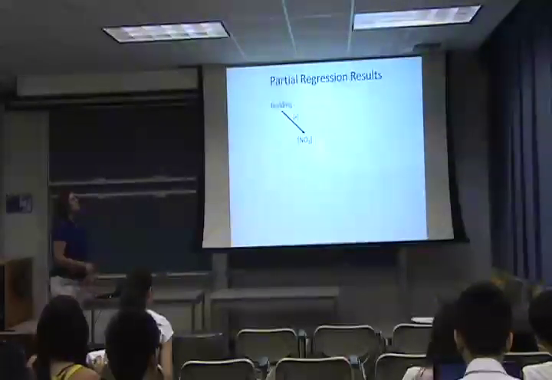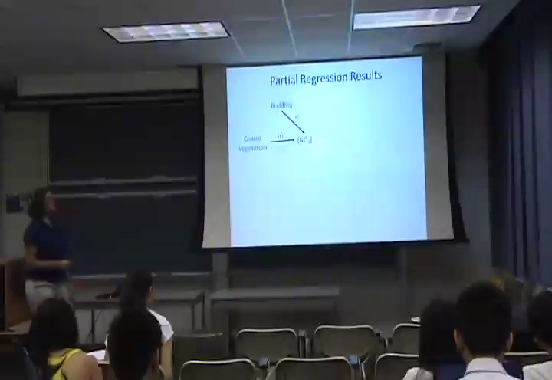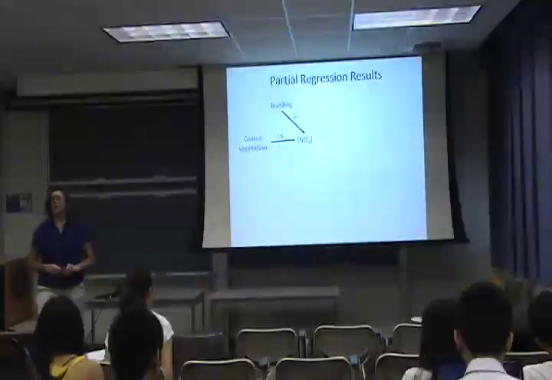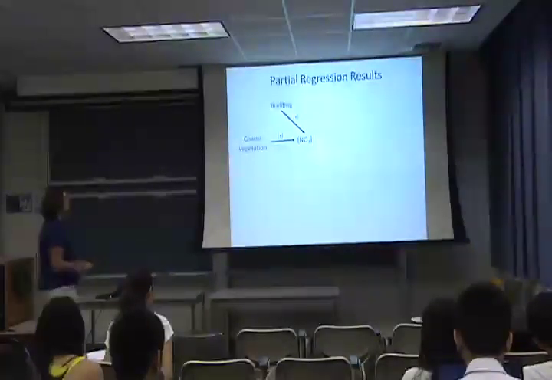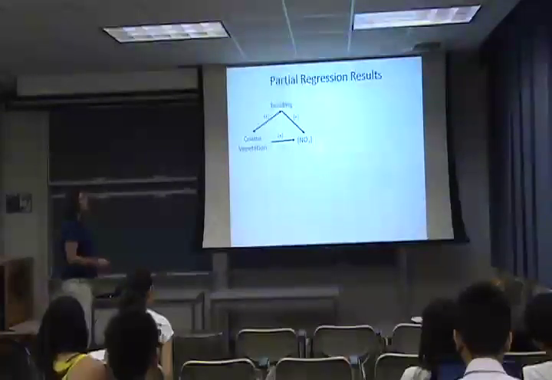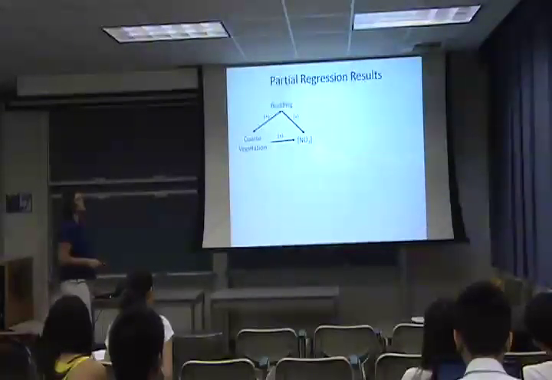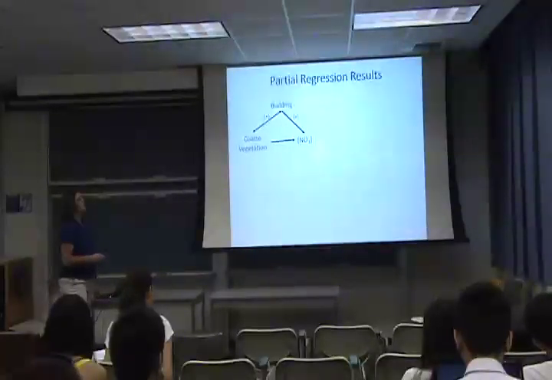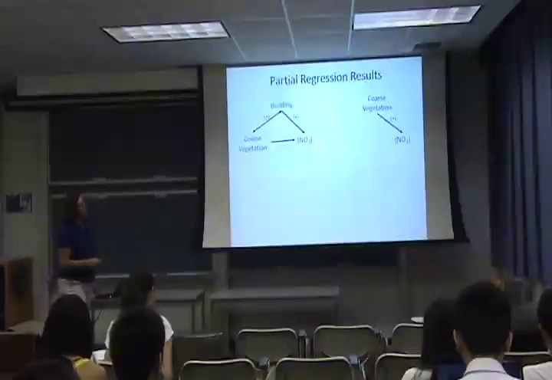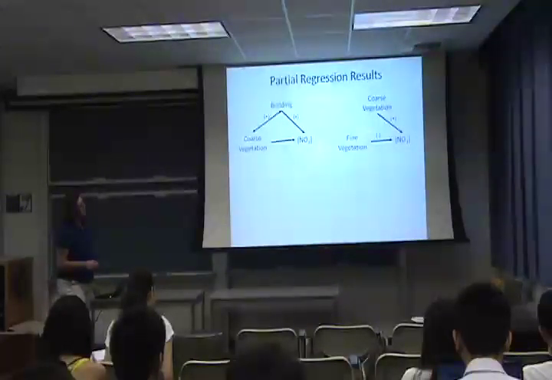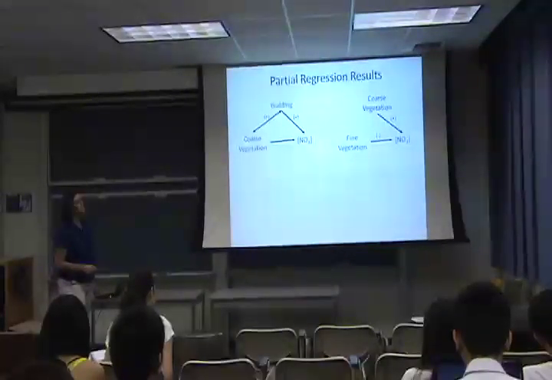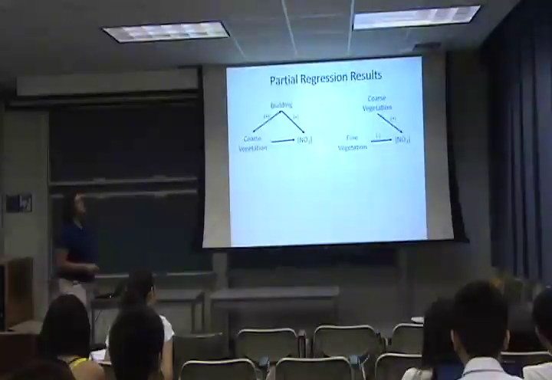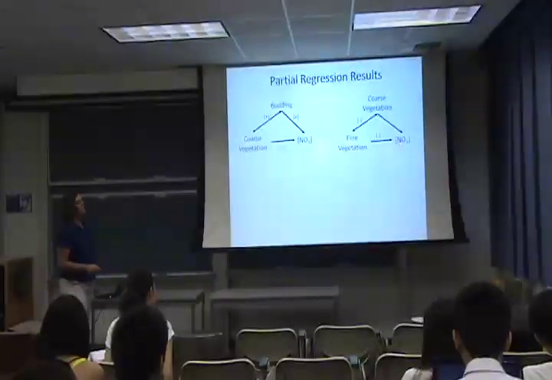So the partial regression results are that buildings and trees are positively related to the amount of nitrate coming out of the streams. The amount of buildings you have and the amount of vegetation are positively related, but if you account for the relationship between buildings and coarse vegetation, trees are no longer related to the amount of nitrate coming out; buildings are. In addition, the amount of trees and the amount of grass are statistically significantly related to the amount of nitrate coming out of the system, but again, there's a relationship between the vegetation types, and if you take that into account, the trees are no longer related to the nitrate.